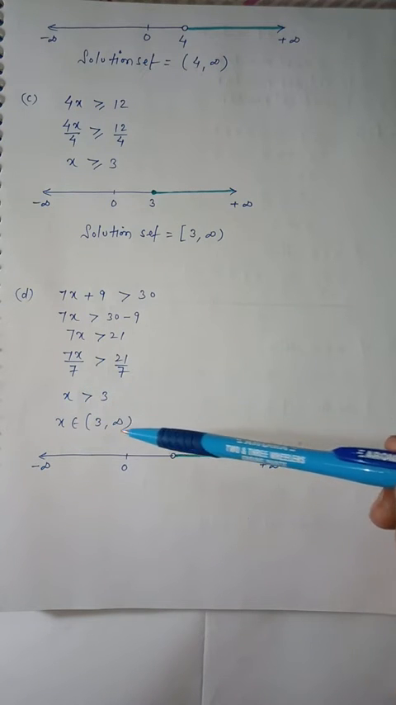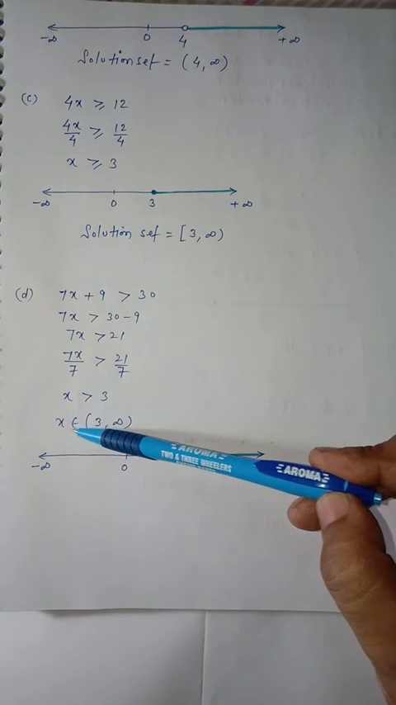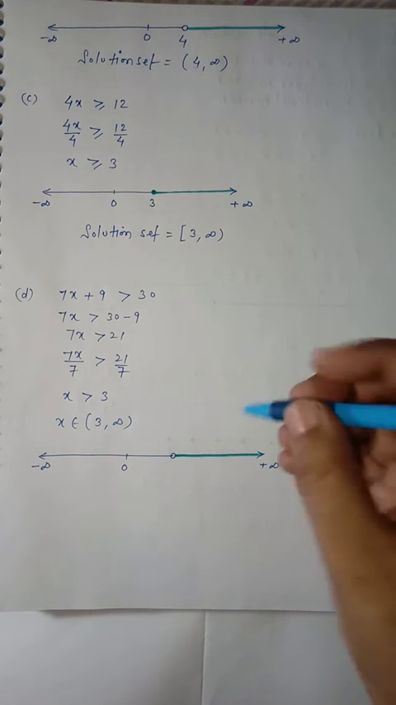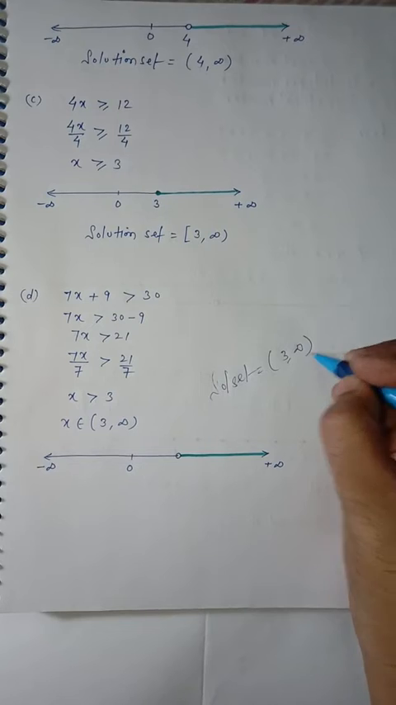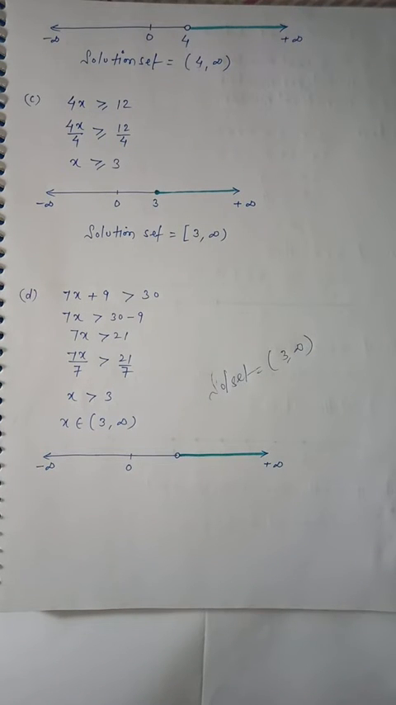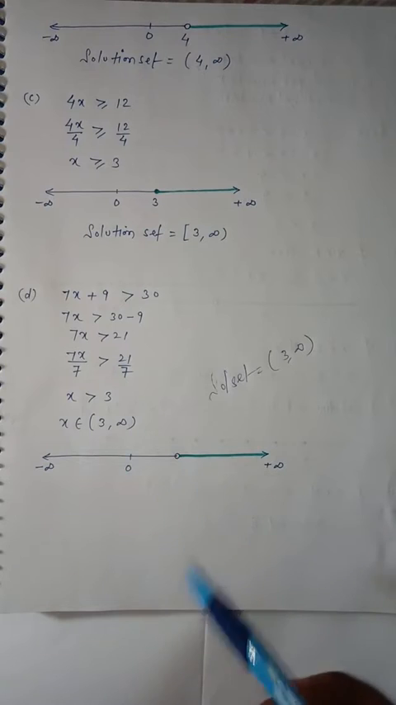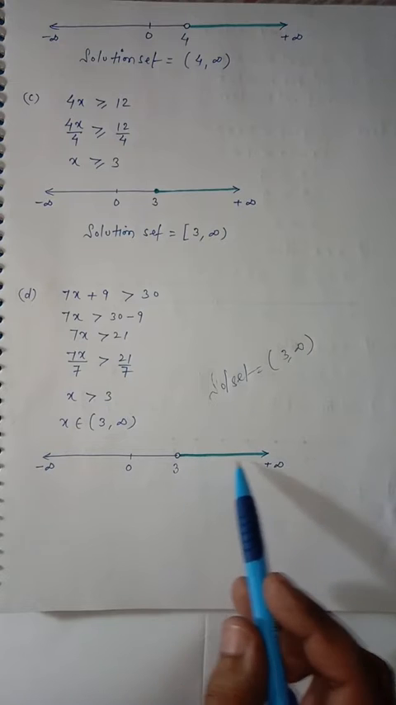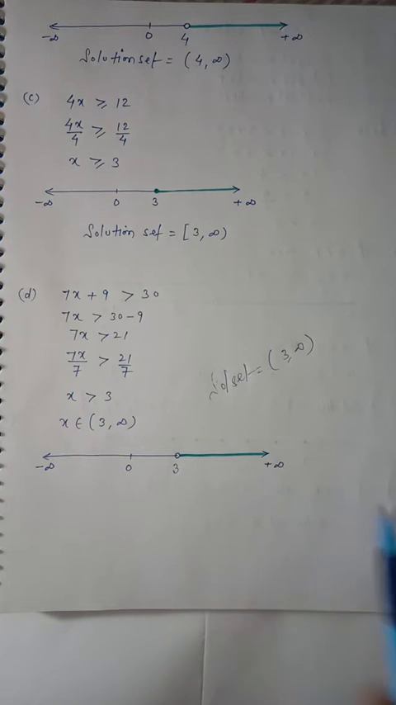Now the solution set will be x belongs to, because I am writing in the form of a set also, x belongs to 3 to infinity, or you can also write solution set is equal to 3 to infinity. Now on the number line you can observe what is given. Because 3 is not included, there will be a hollow circle on 3, and till infinity there will be a green line. The green line shows that there are infinite solutions.